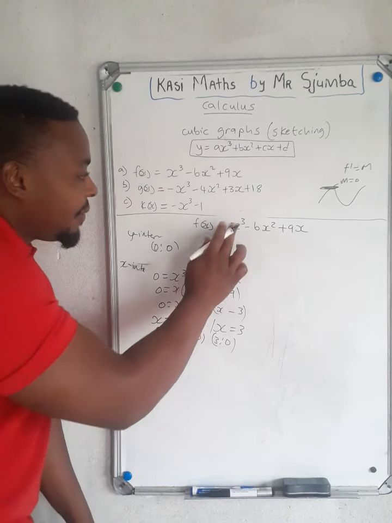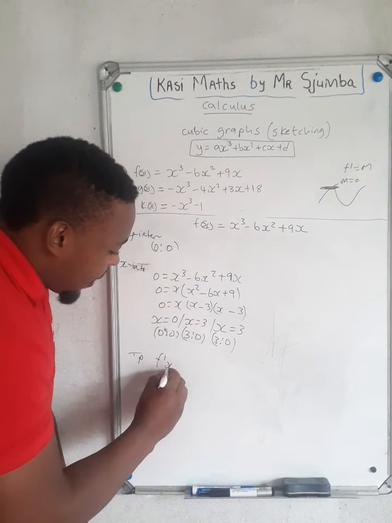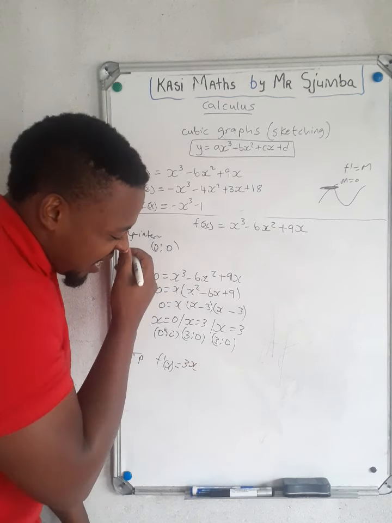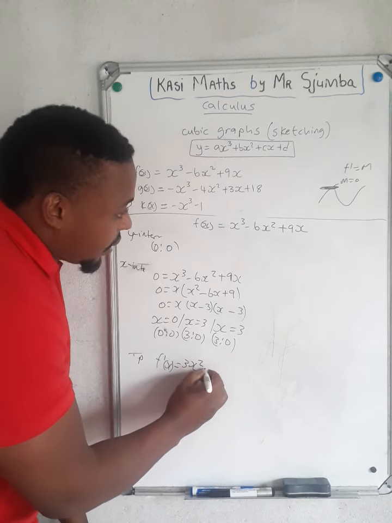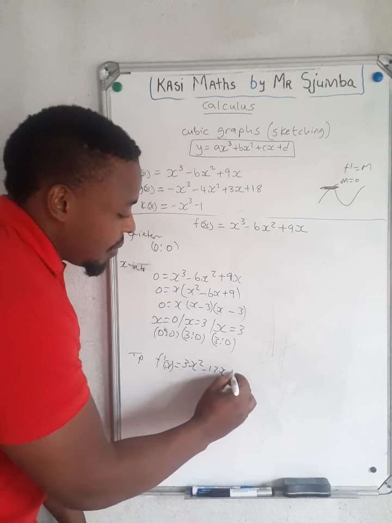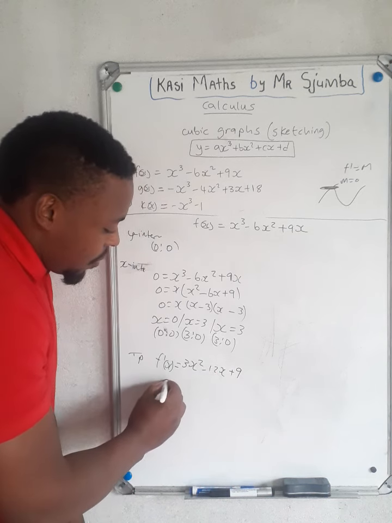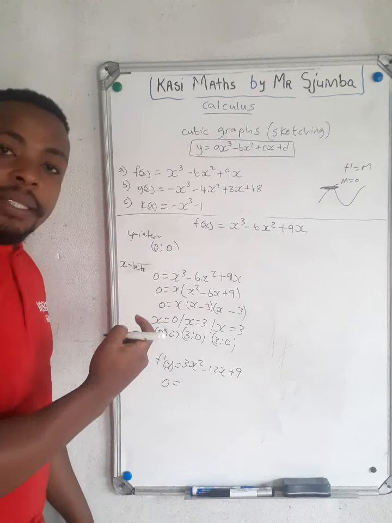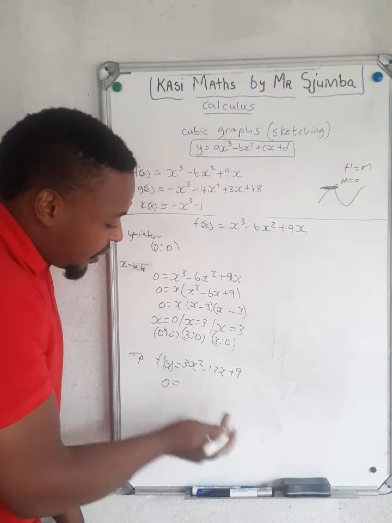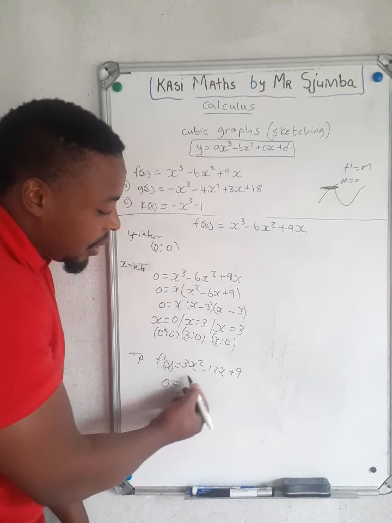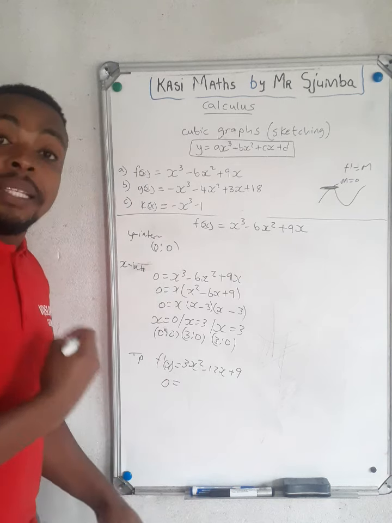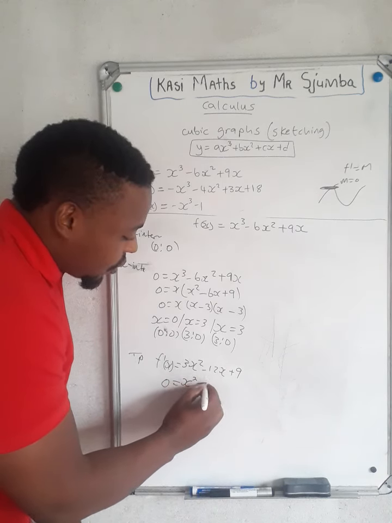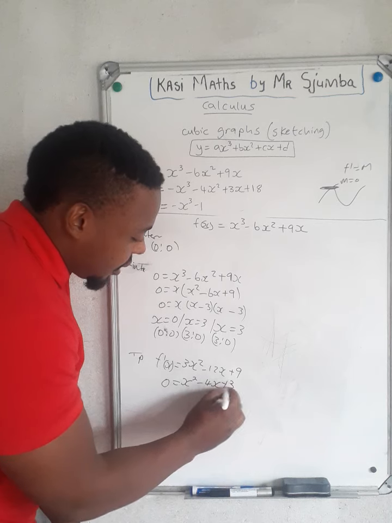So let's derive. f prime of x will equal 3x squared minus 12x plus 9. Then we make the derivative equal to 0 and solve for x. We can first divide by 3 so it is simple, but you can also factorize. Dividing by 3, we get x squared minus 4x plus 3.